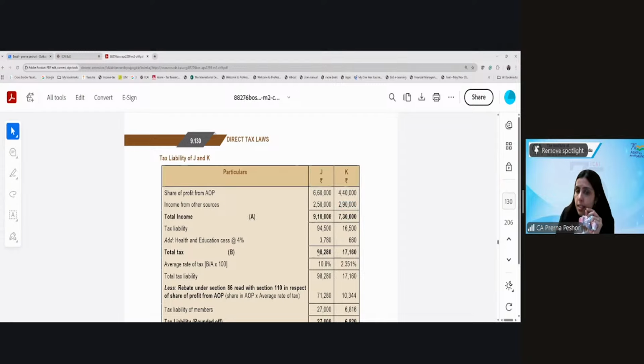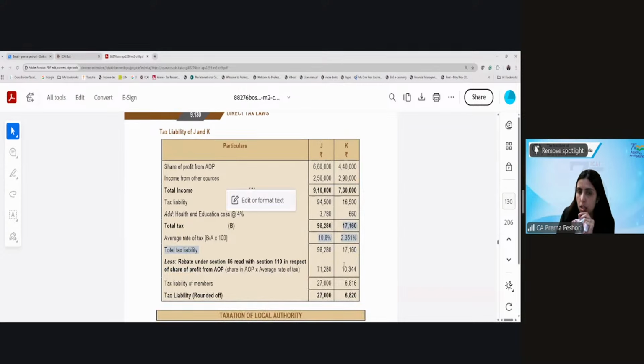Now, on this 98,280, we will divide it by the total income to get the average rate of tax. This is 10.8. Similarly, this is 2.351. Now, the rebate under 110 will be 10.8 into 6,60,000 and 2.351 into 4,40,000. You will reduce that and you will get the tax liability of the members. Clear?